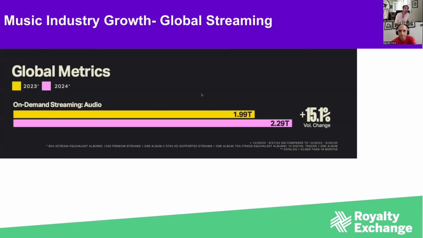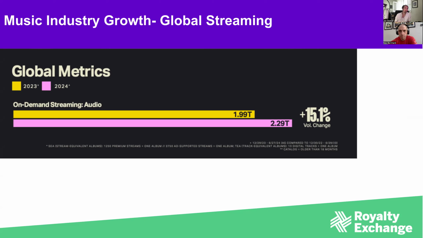So this and the following slide after this are some charts taken from Luminate's music industry analysis. They do two a year, one at the top of the year, one in the middle of the year. They look at the global music industry and what's trending, what's big, what's improving growth, everything. And this is their analysis of on-demand streaming audio growth globally. So comparing 2023 to 2024, and as you can see, it's a pretty significant increase.